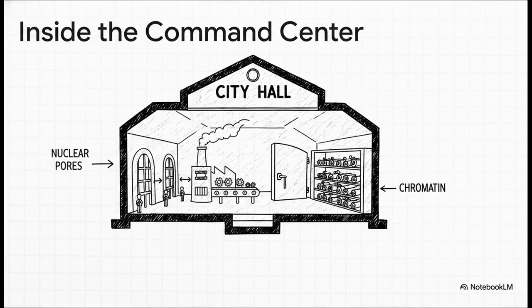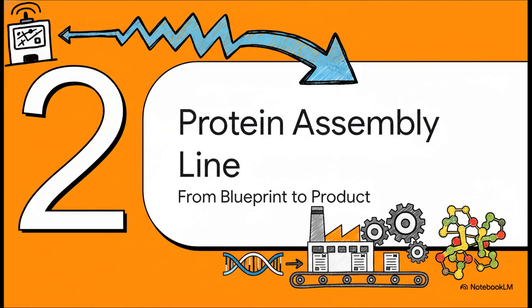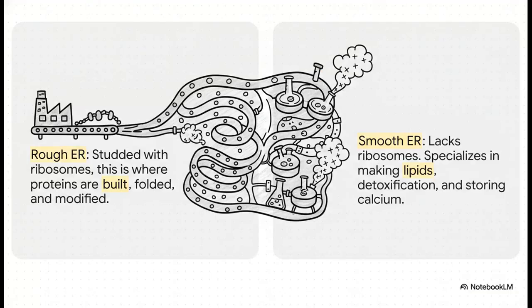All right, an order has just been sent out from the command center, so we're going to follow that order out to the factory floor and see exactly how a blueprint from the DNA is used to make one of the city's most important products, a protein. And that brings us to the city's main factory complex, the endoplasmic reticulum, or ER for short.